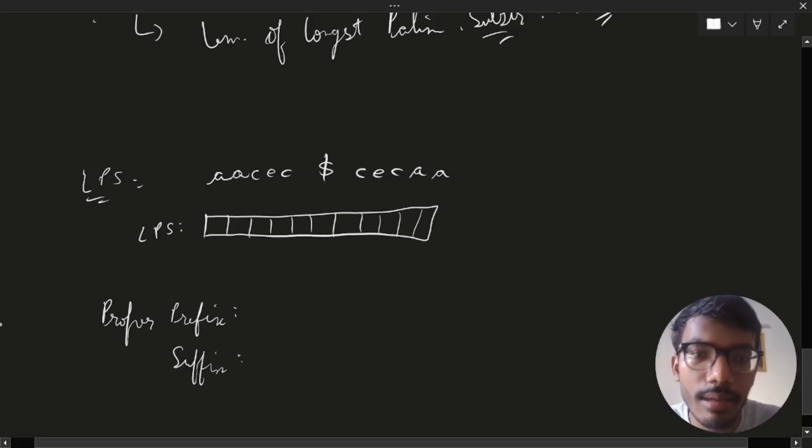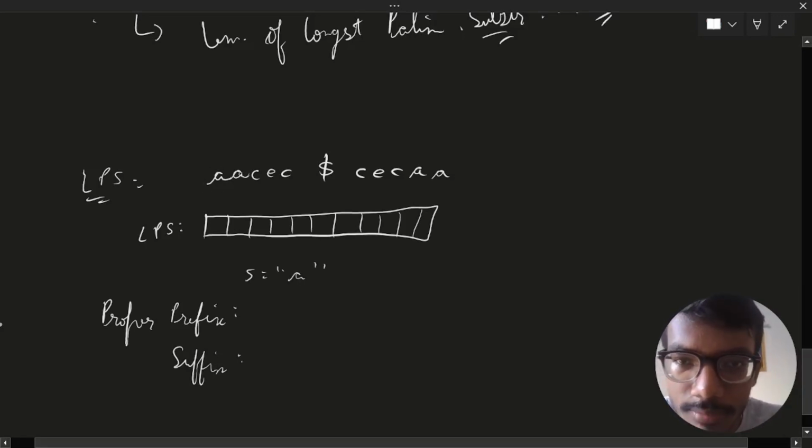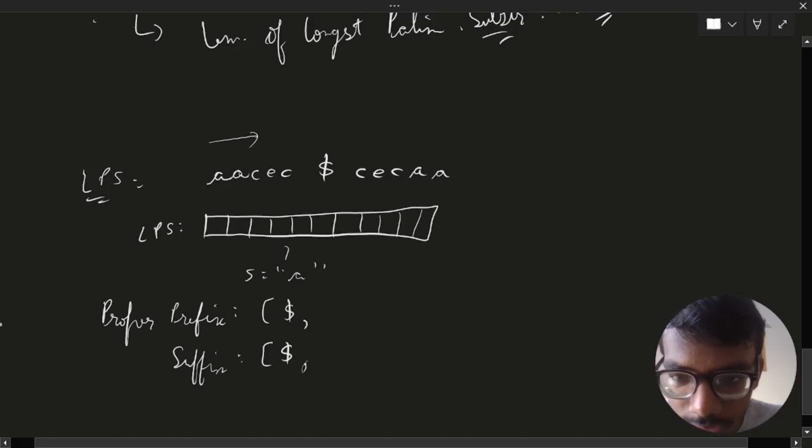Let us say I am having my string s equal to a. For the first character I am picking a, right? I'm scanning from left to right. If I don't pick a, what is the suffix? I am having an empty character, which I have represented with dollar. If I pick a, that is not proper. I don't have to pick a character which is equal to s, so please don't pick a. This becomes proper, right? For a single character.